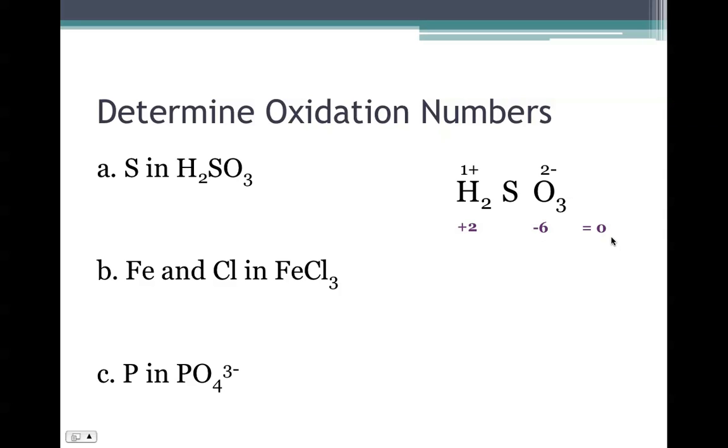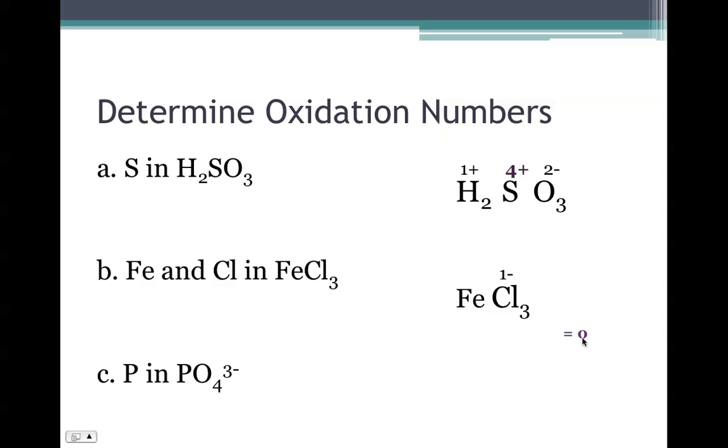Now that we have this set equal to 0, solving for x, the sum of the sulfurs has to be +4. Now I only have 1, so +4 divided by the 1 means each sulfur is +4. And that's it. Okay, moving on to iron chloride.